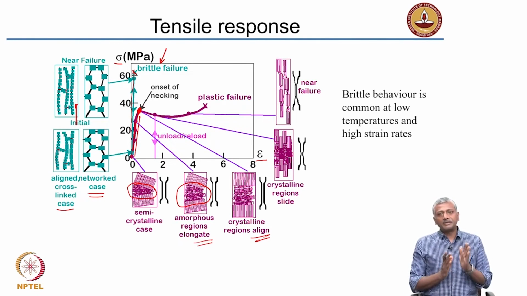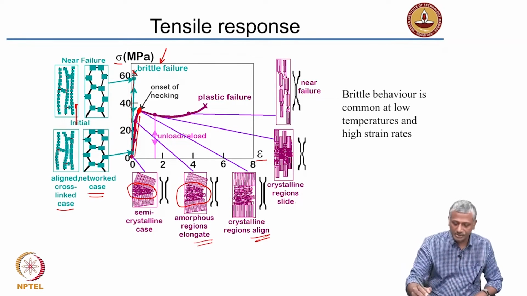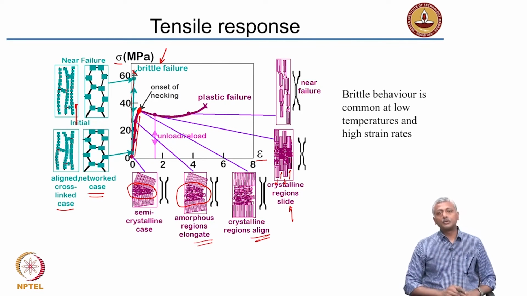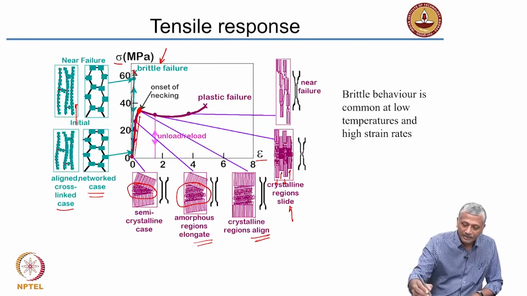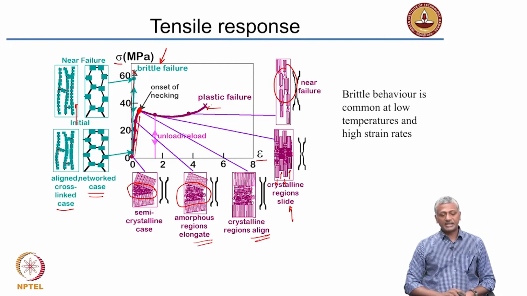When you have an alignment, the next step is continuous deformation, and then the crystalline regions that have so formed will start to slide against each other. So, you will have the sliding of the crystalline regions as you continue to load, and once the sliding reaches a level which cannot be contained further, you have a rupture. That is what you see here in the case of a rupture. So, that is a plastic behavior.